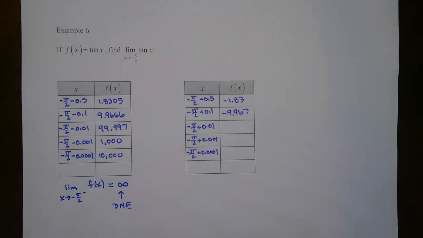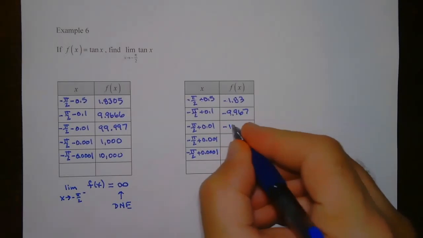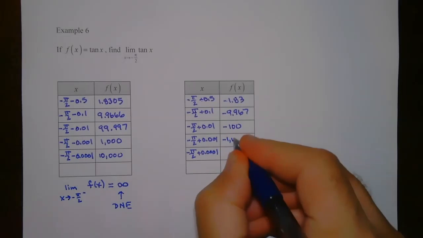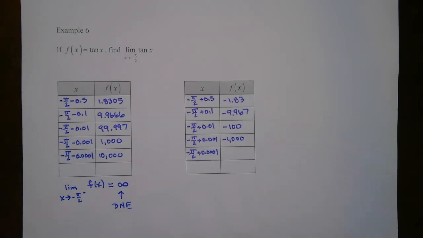And then negative pi over 2 plus 0.01, and you get negative 100. It's rounding, okay? It's not really negative 100, it's rounding to negative 100. And then negative pi divided by 2 plus 0.001, and I got negative 1,000. And again, it's rounding to that, okay?